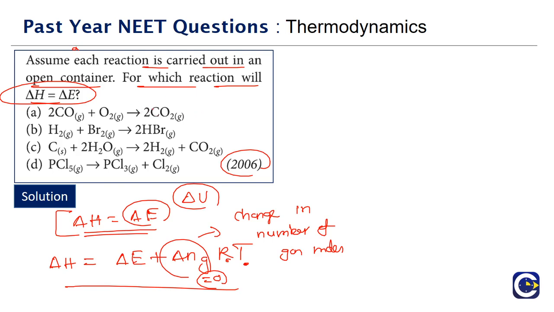So look at the option A. Product side number of gas moles is 2. Reactant side 2 moles of CO, 1 mole of O2. So delta Ng here is equal to what? 2 minus 3, which is equal to minus 1. It is not 0.